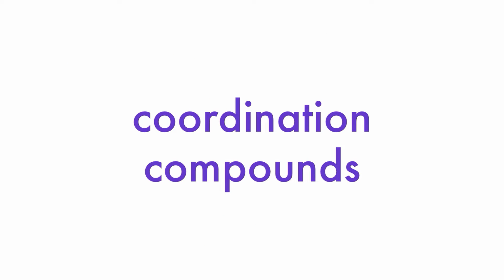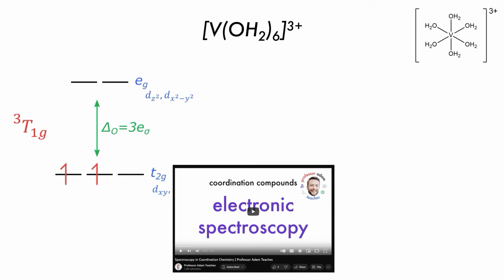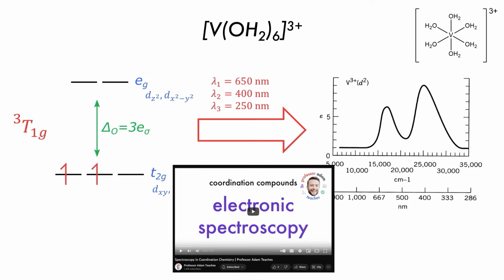Hi, it's Professor Adam. Let's talk about the multi-electron problem in the electronic spectroscopy of coordination compounds. The origin of this problem started when we discussed the electronic spectroscopy of coordination complexes, and then we're hit with the problem of why there are 3 transitions visible in the absorption spectrum of a d2 electron complex, such as this hexaaquavanadium(III) complex.